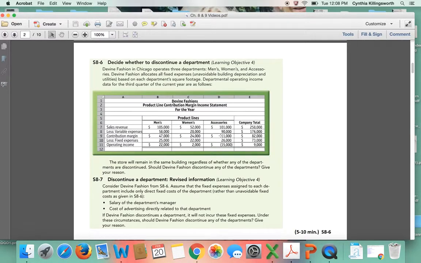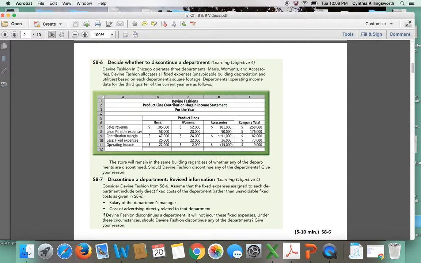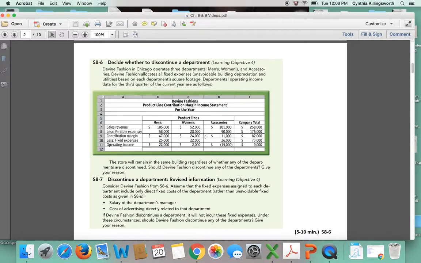So we need to go up one, before these expenses we can't avoid, and then we see that this department is actually contributing $11,000 worth of profit overall. And if we got rid of this, we would lose $11,000 that we could have had otherwise. So the decision would be to keep all the departments in this scenario.